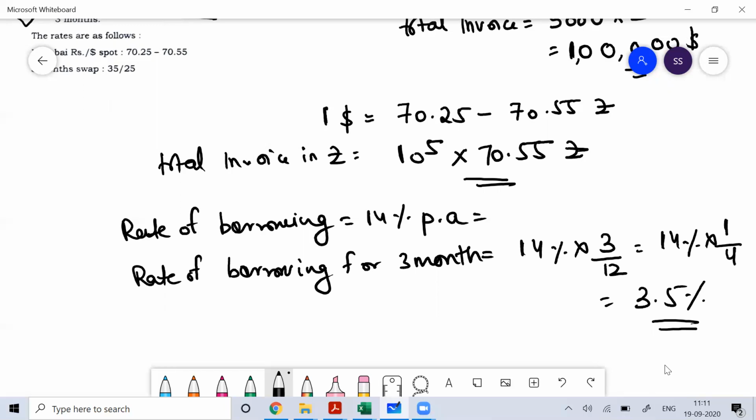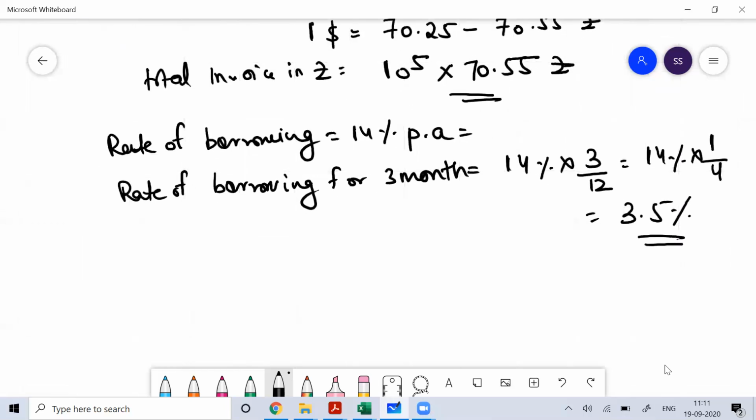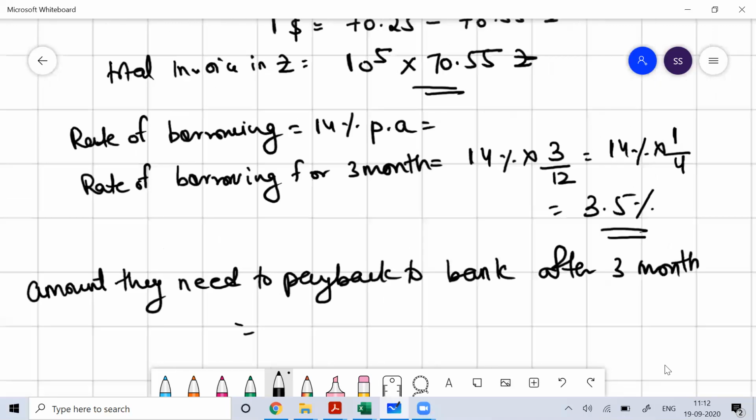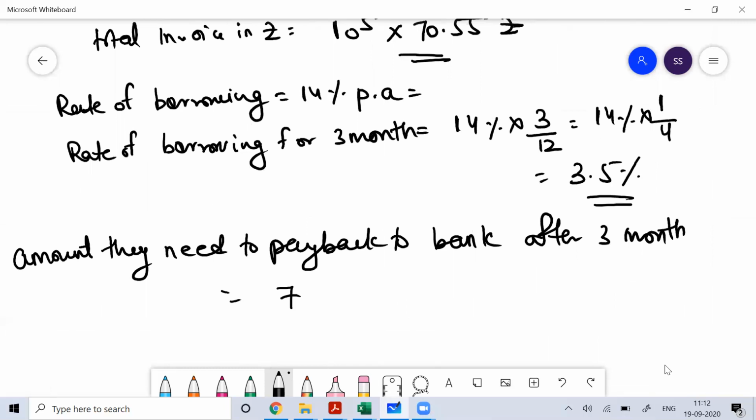So the amount they need to pay back to the bank after 3 months, how much is it? The money they're borrowing is 70.55 into 10 to the power 5, and 3.5% is the interest. So everyone understand the concept of amount. Amount is equal to principal plus interest.